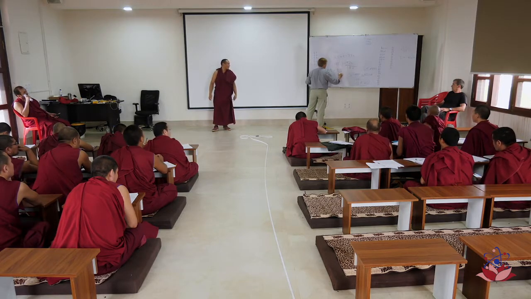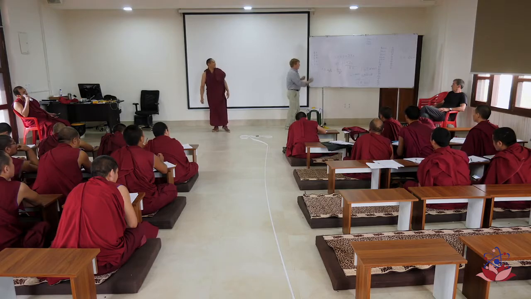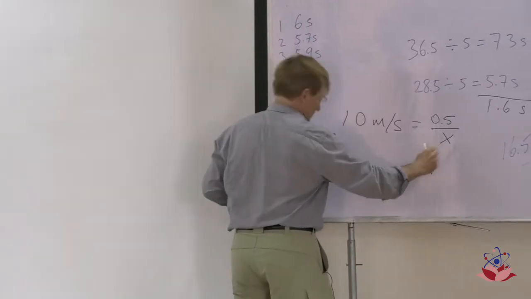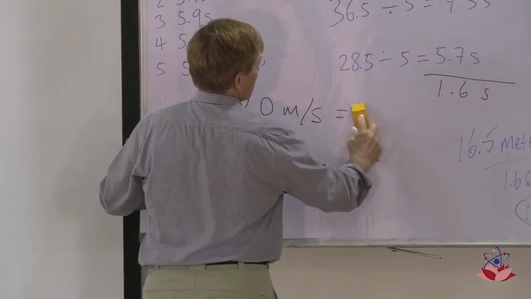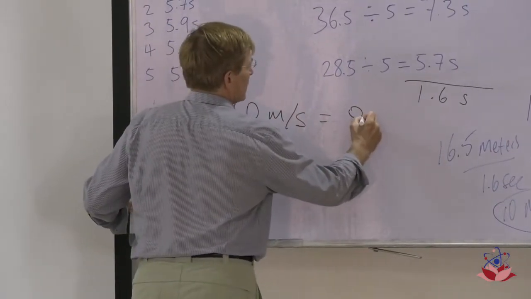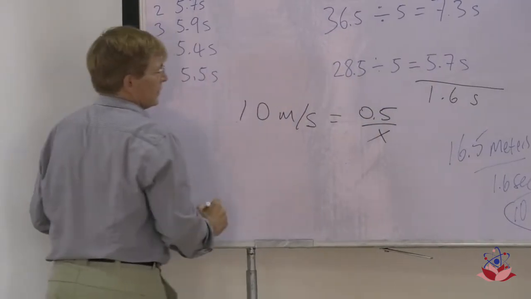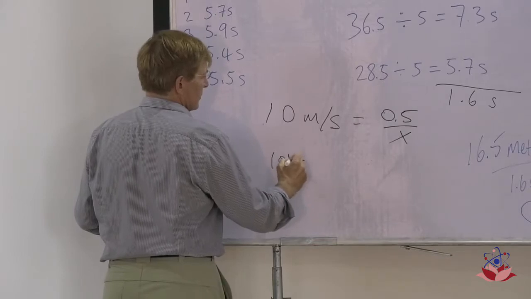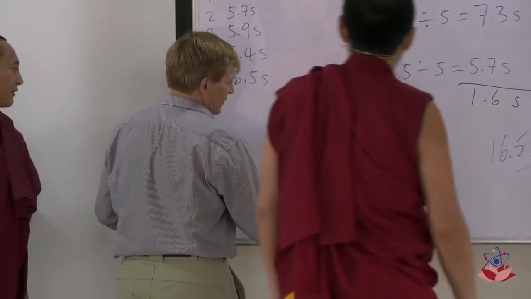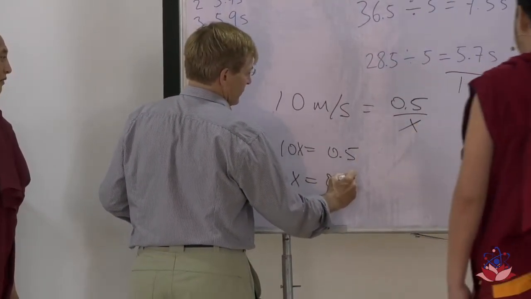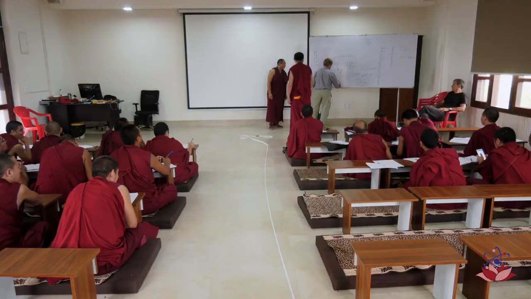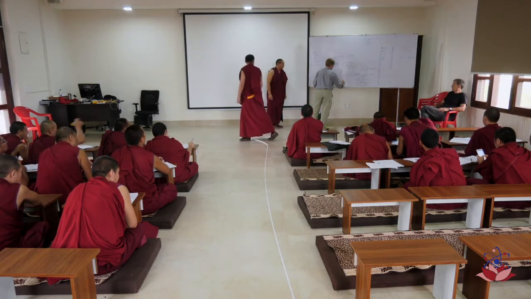0.05 seconds. So this is the equation I'm asking, 10 meters per second. You said, right, correct, 0.05. If it's half meter, then yes. Okay, so that would be 10x equals 0.5. So x equals 0.05 seconds. Which is, how long is that? That's equal to 50 milliseconds.